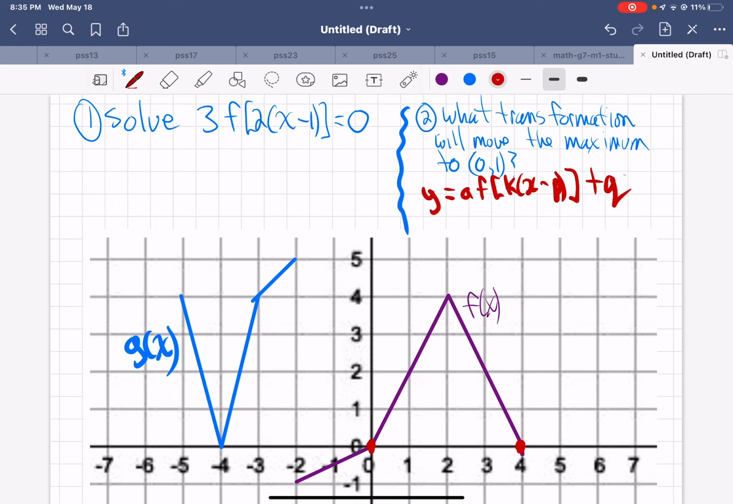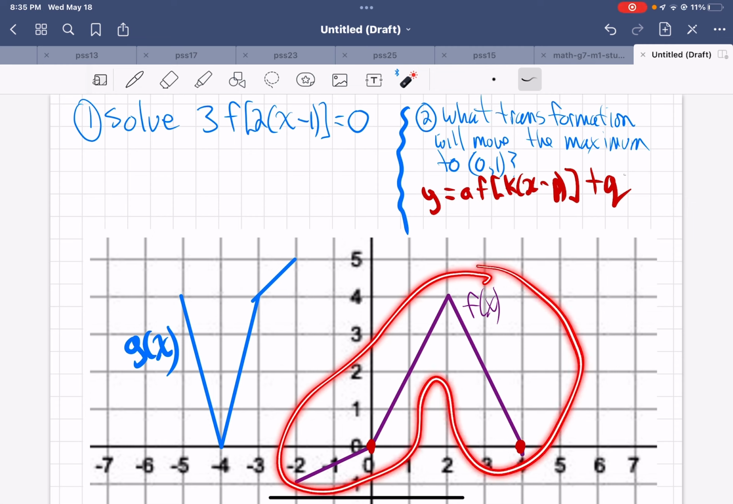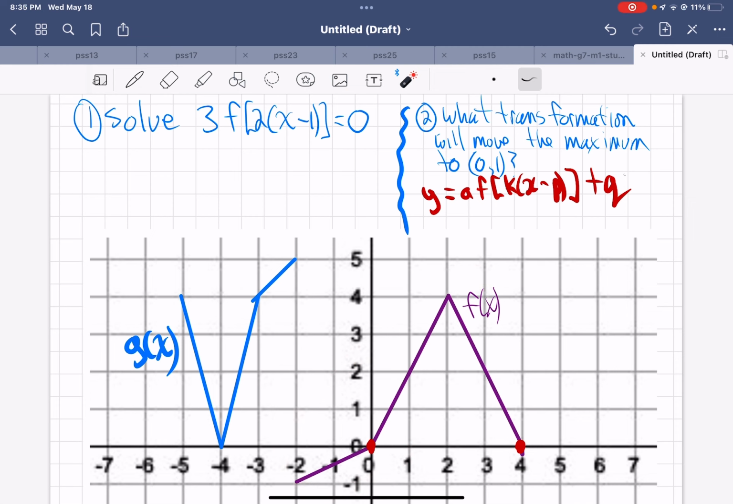So let's first of all look at this question. Solve 3f(2(x − 1)) = 0. Well, I guess the first thing we need to do is to find our f(x). Okay, so there's our f(x) curve, and here's the equation we need to solve.